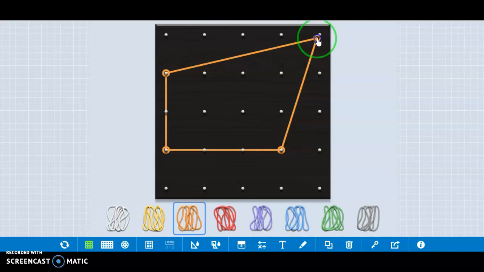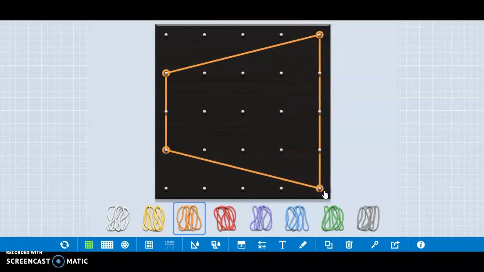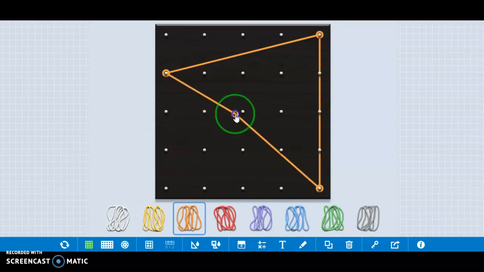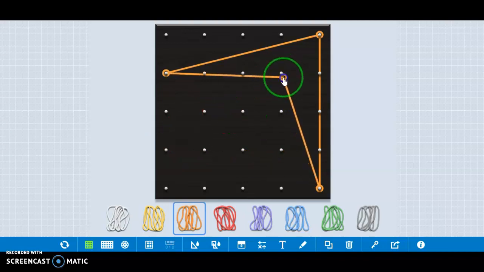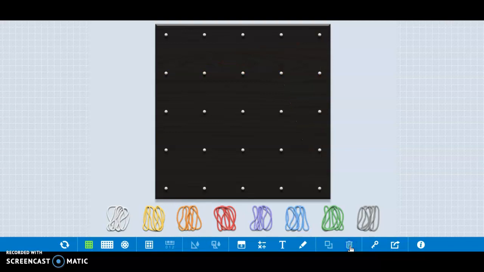This is a quadrilateral. This is a quadrilateral. This is a quadrilateral. Even this is a quadrilateral. 1, 2, 3, 4. All quadrilaterals. To be a quadrilateral, you have to have four sides and four angles. All right? And we're going to get into a little bit more detail of the quadrilaterals as we get going.